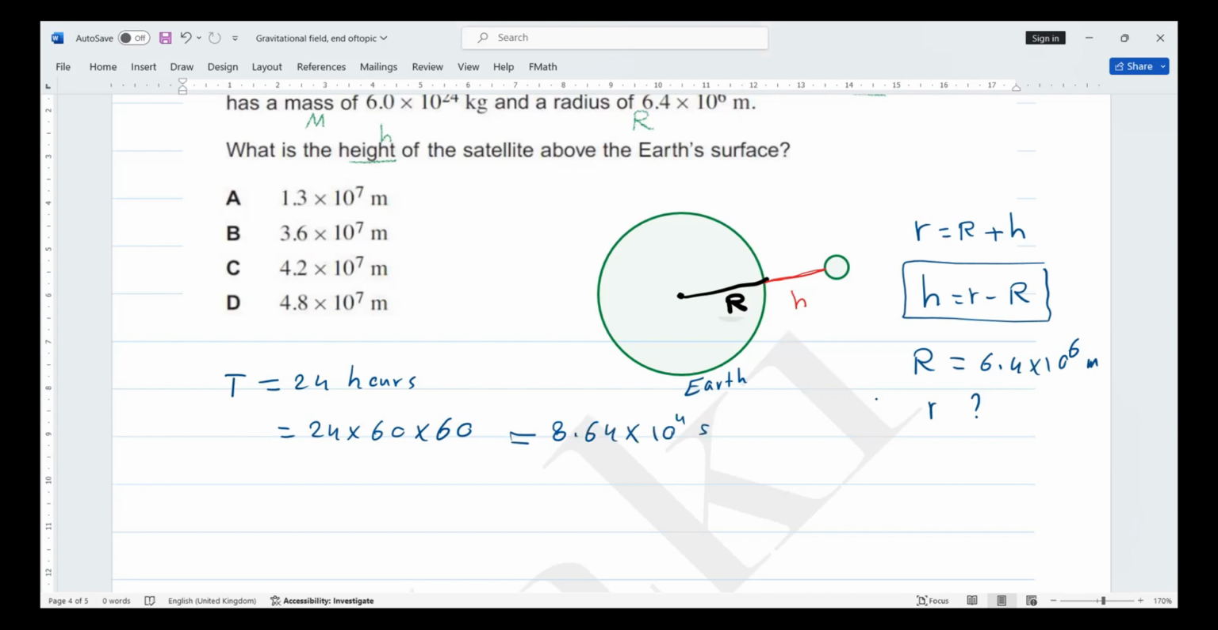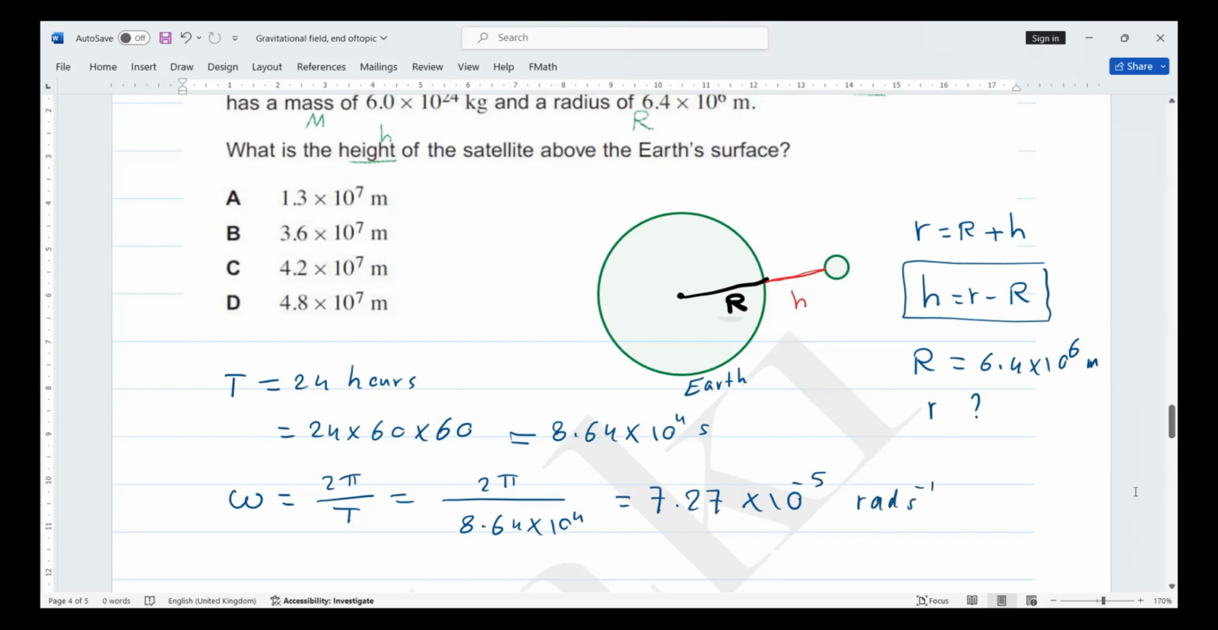Also, we can calculate the angular speed, omega. It's 2 pi over the time period, so it's 2 pi divided by 8.64 multiplied by 10 to the power 4. By using the calculator, write 2 pi divided by the answer. So it is 7.27 multiplied by 10 to the power negative 5 radians per second. This is omega.